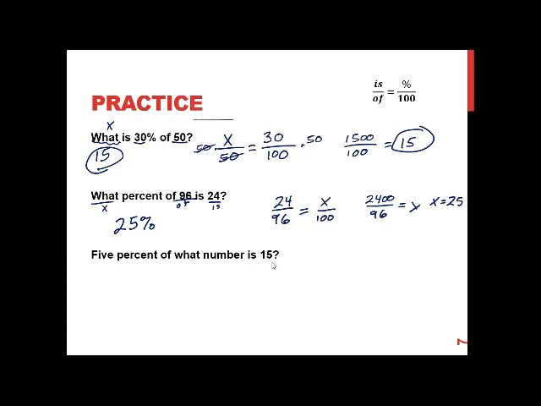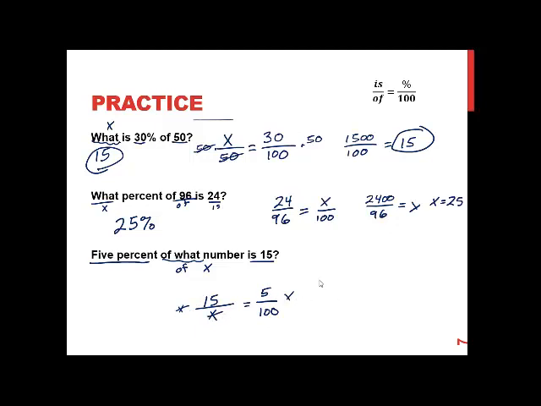5% of what number is 15? So we've got our is, we've got our 5%, the of is our x. So we'll look at our list. Is 15, of x equals 5 over 100. Let's see, with this one we're going to need to multiply both sides by x to get this x out of the denominator, and that'll take care of that.